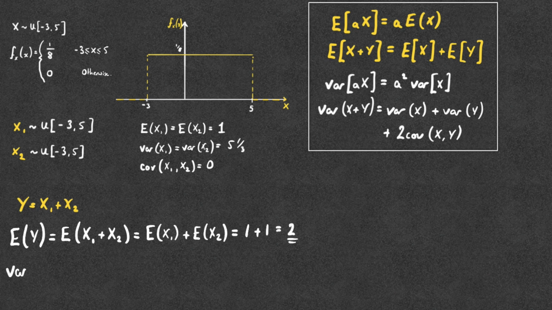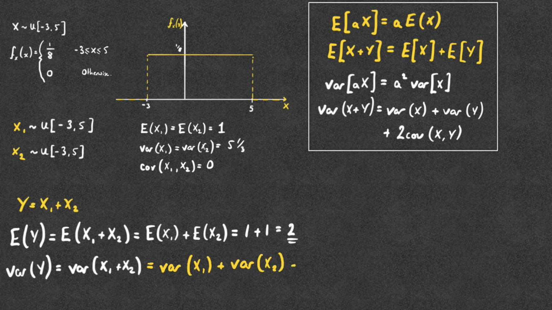Similarly, the variance of y is just going to be equal to the variance of x1 plus x2. Using our rules from before, the variance of a sum of random variables is equal to the variance of x1 plus the variance of x2 plus 2 lots of the covariance between x1 and x2. But because we're told that x1 and x2 are independent from each other, that means that that covariance term is 0. So we're just left with the variance of x1 plus the variance of x2, which is equal to 5 1/3 plus 5 1/3, which is equal to 10 2/3.